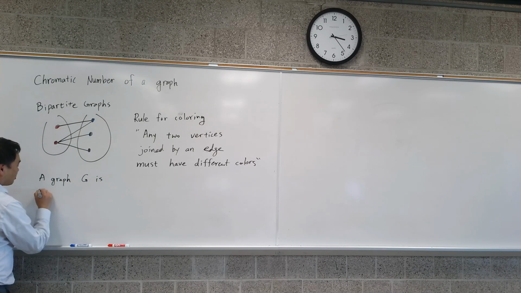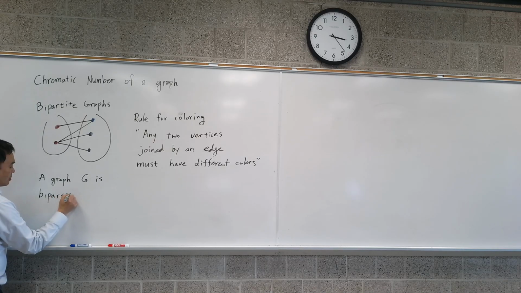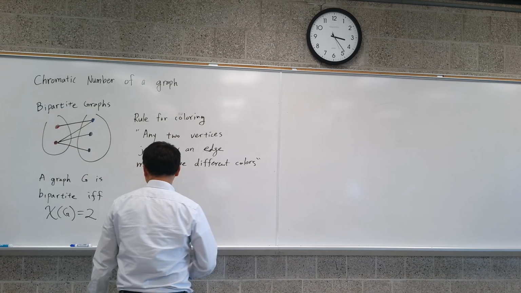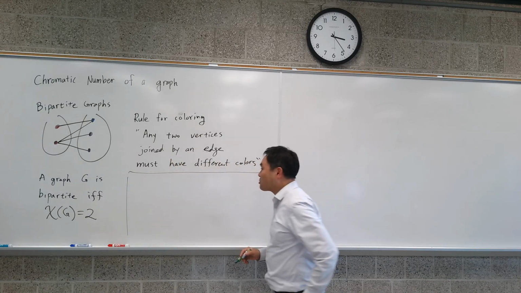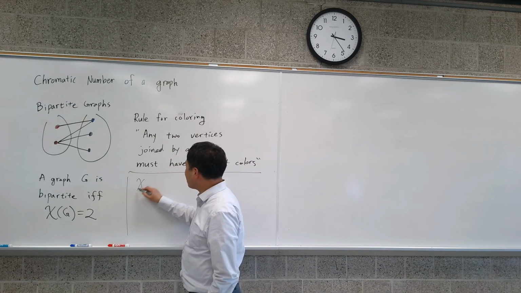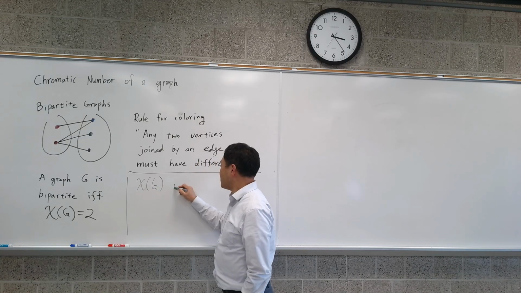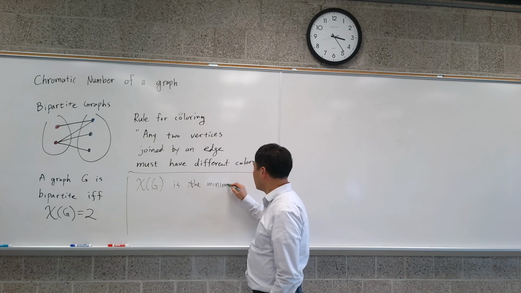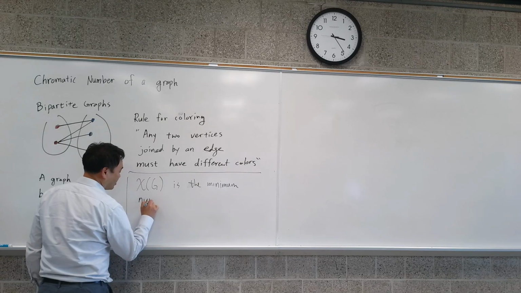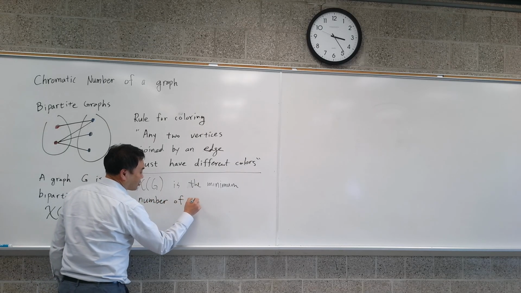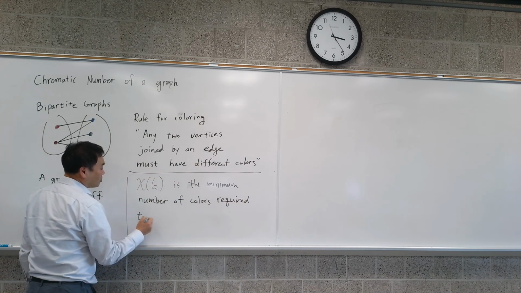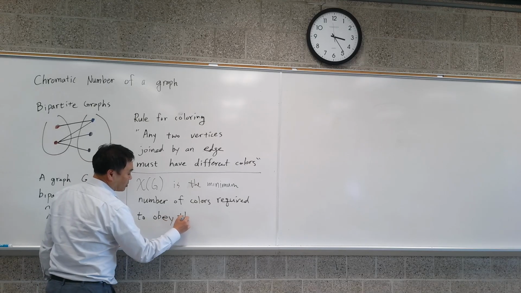So the theorem that we went over is that a graph G is bipartite if and only if the chromatic number of G is equal to 2. Okay. And I keep saying things before defining, I'm sorry. So the chromatic number of a graph G is the minimum number of colors required to obey the above rule, the coloring rule.